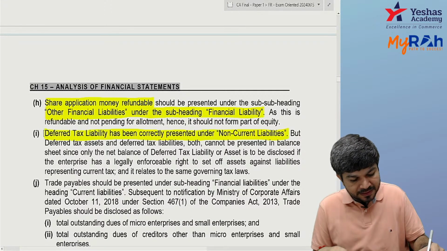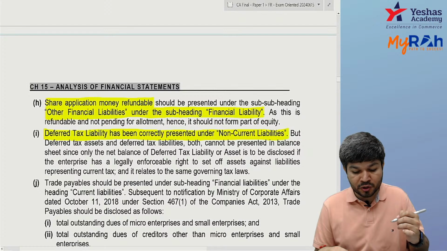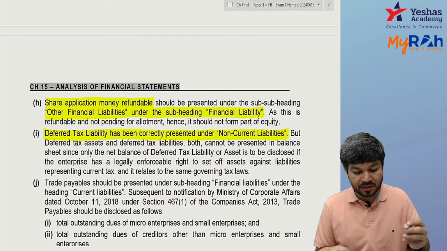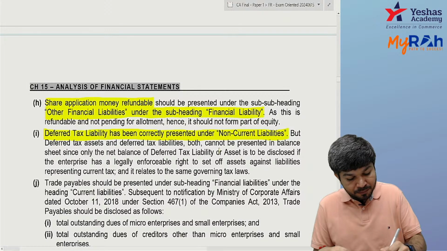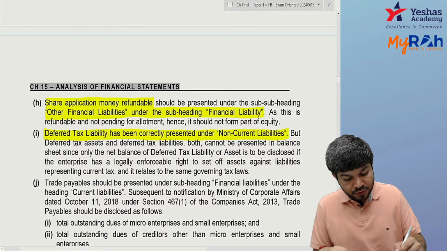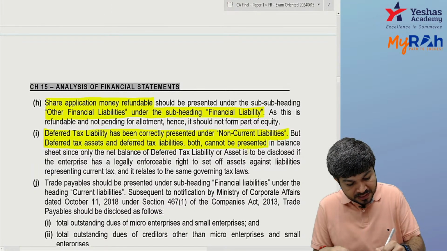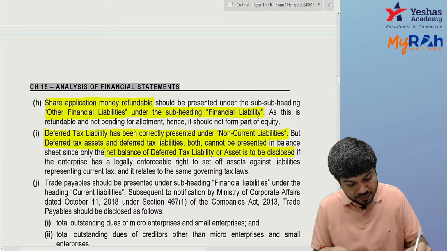DTL is correctly given under your non-current liability, but you can't have both DTA and DTL. You should be having only the net. DTA and DTL both cannot be presented. Only the net is to be disclosed.